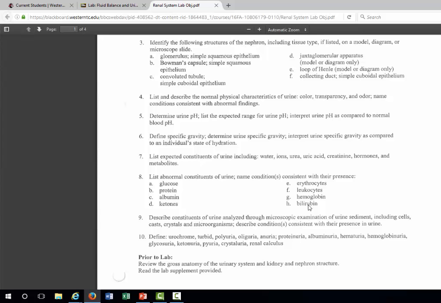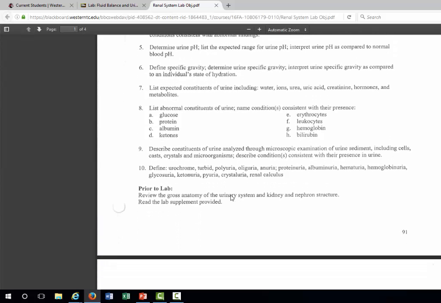So looking at some other terms related to the urine or urination, urochrome, what did we say that was? The pigment that gives urine its yellow color. Turbid, what does the word turbid mean? Cloudy. It's another word for cloudy. What would cause cloudy urine? Yeah, infection, urinary tract infection.